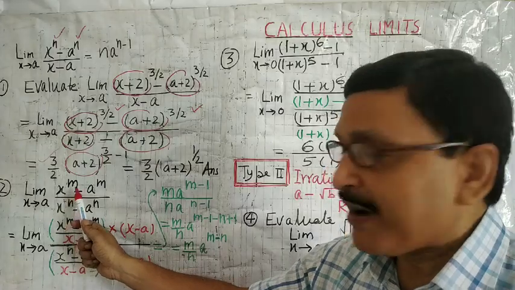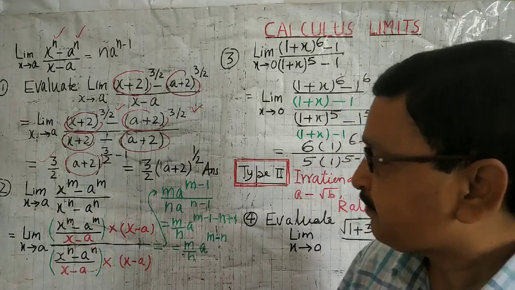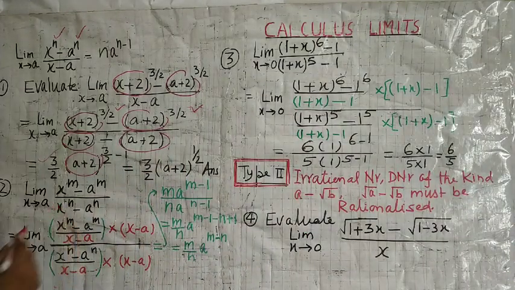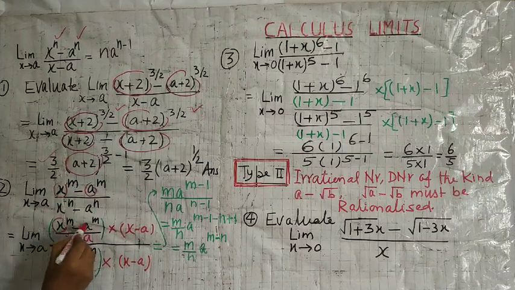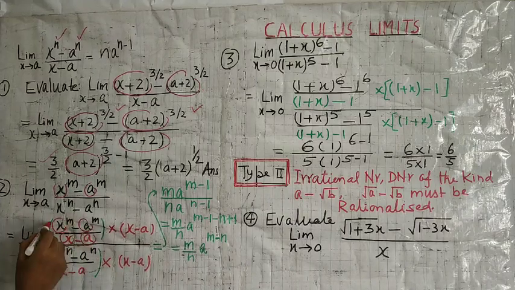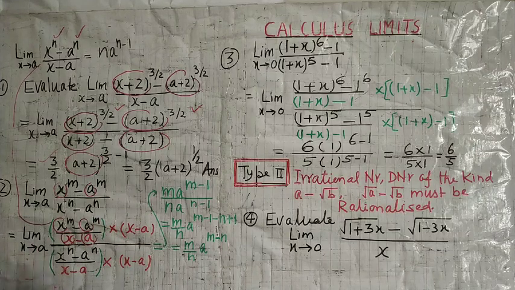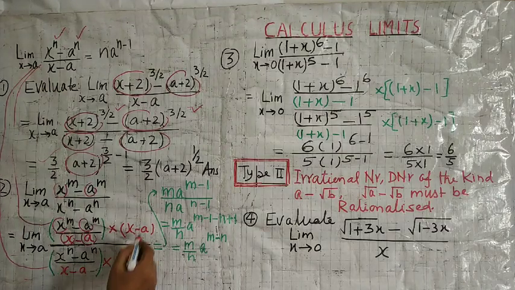Next question: limit of (x^m - a^m)/(x^n - a^n). Now see the format: x and a. In the denominator must also be x and a, so that this form will be maintained. In place of this, multiply with x - a so that there is no effect of writing x - a. Likewise x^n - a^n: if x^n - a^n, the denominator must be x - a, so multiply with x - a, and both cancel.